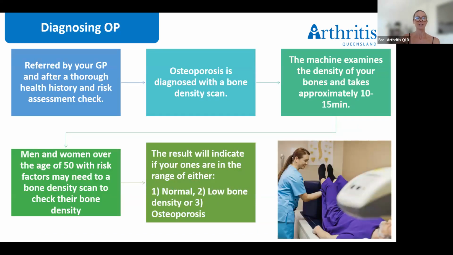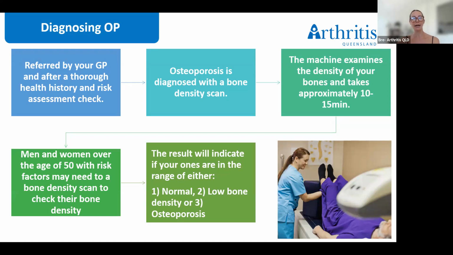So, diagnosing osteoporosis. To get that diagnosis, your GP will provide you with a referral after a really thorough health history and risk assessment check. They send you off to get a bone density test or a DEXA scan. The DEXA scan is a really simple scan that measures the density of your bones at the hip and spine. It's really quick and it's a painless procedure.